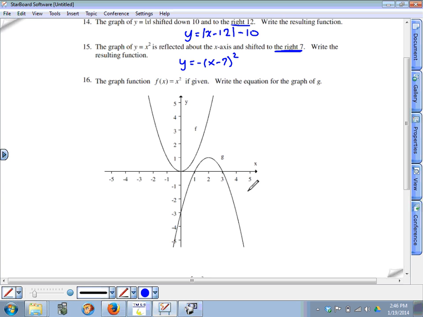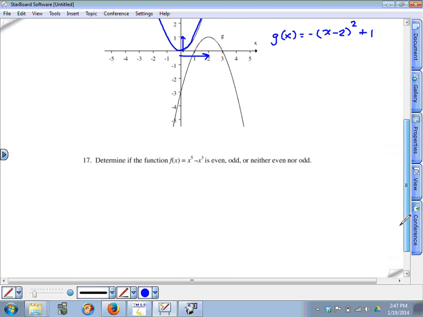And question 16, this is the original graph, and this is x squared. So we've got to figure out what's happened here. First of all, it's moved to the right 2 units. It's moved up 1 unit. And it's upside down. So g of x is a minus sign because it's upside down, x minus 2 for shifting to the right 2 units, and then a plus 1.